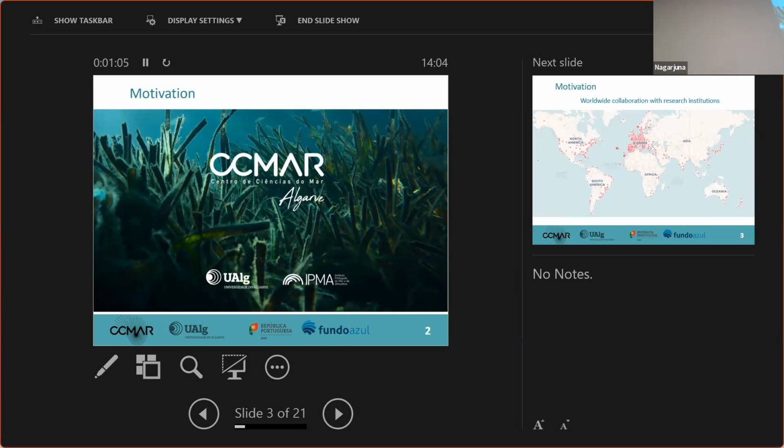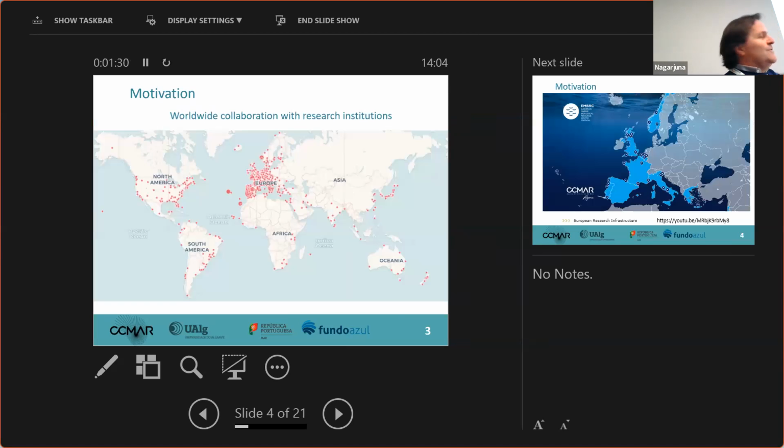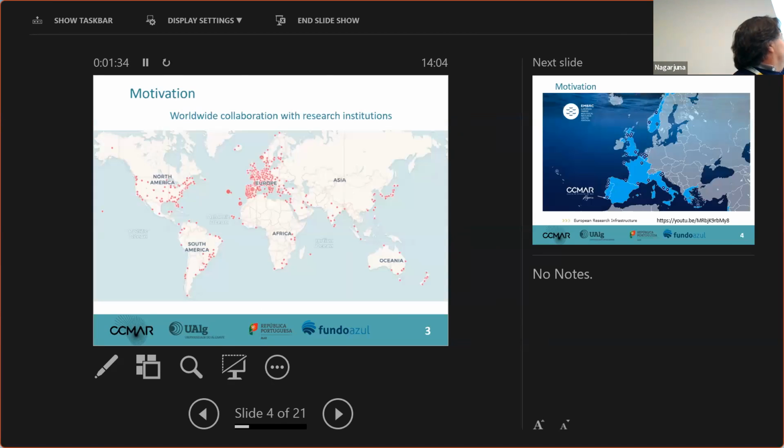where I'm coming from. I'm coming from a research center called CCMAR, Centro de Ciências do Mar, Marine Sciences Center, based in the south of Portugal. Okay, so this center has more than 150 PhDs, including professors and researchers, and more or less the same number of students. This is a map of our collaborations with other institutions. As you see, mainly in Europe, but we can reach other places of the world, of course.